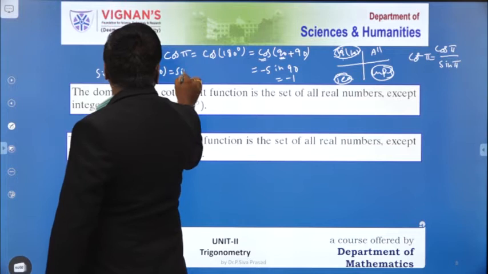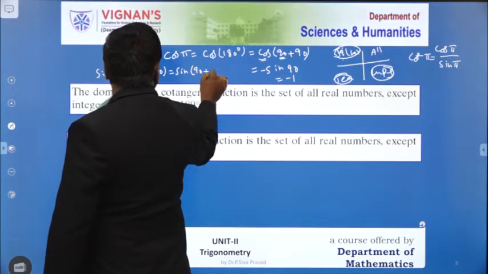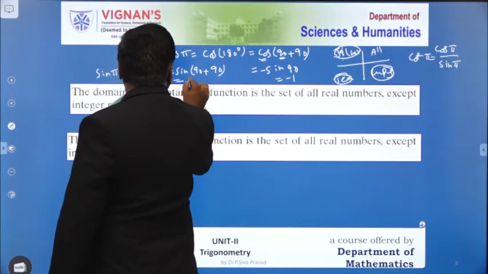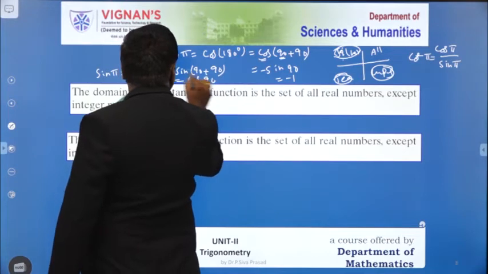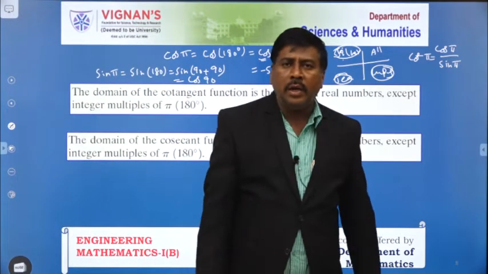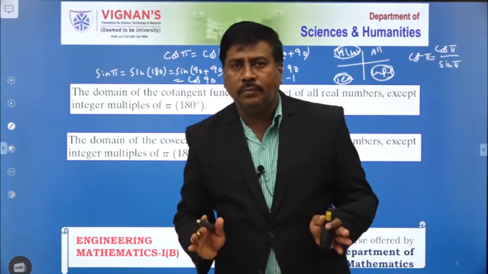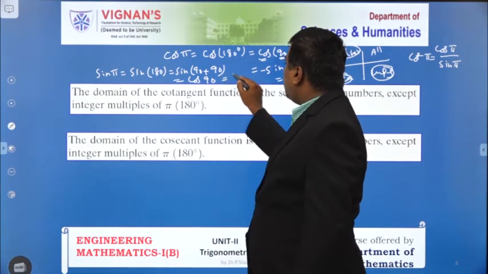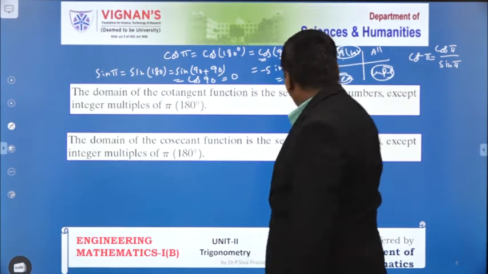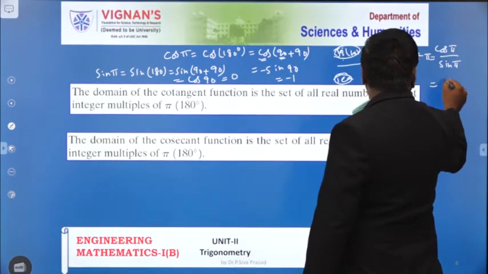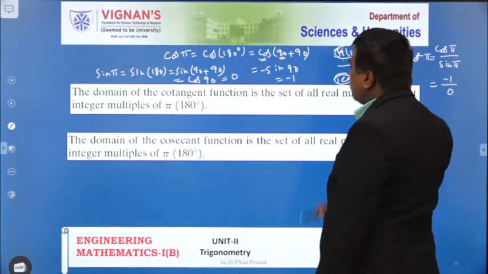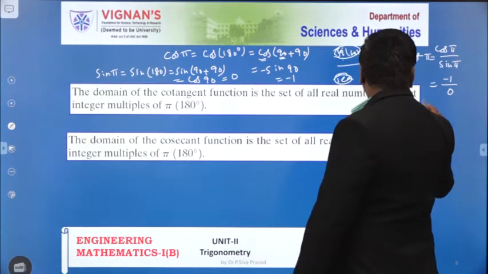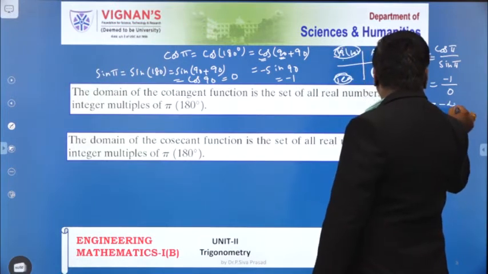This may be written as sin of 90 plus 90. At 90 degrees sin will be changed to cos 90, and 90 plus theta is the second quadrant. In the second quadrant sin is positive. That we already had to learn. So here cos 90 value is 0. Then what about cos pi value is minus 1 by sin pi value is 0 again. Here also we will get minus infinity.